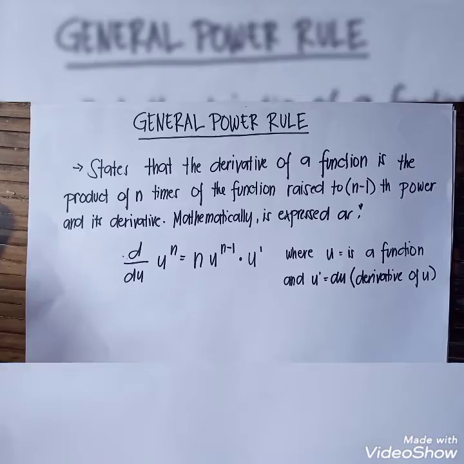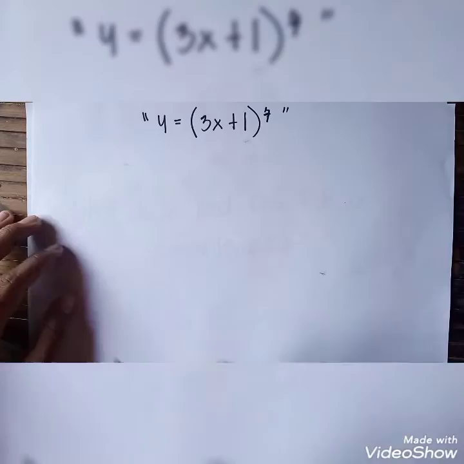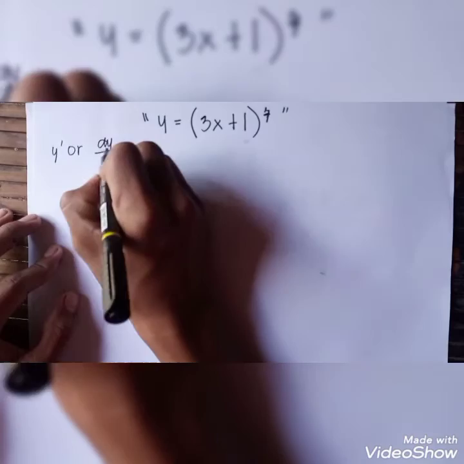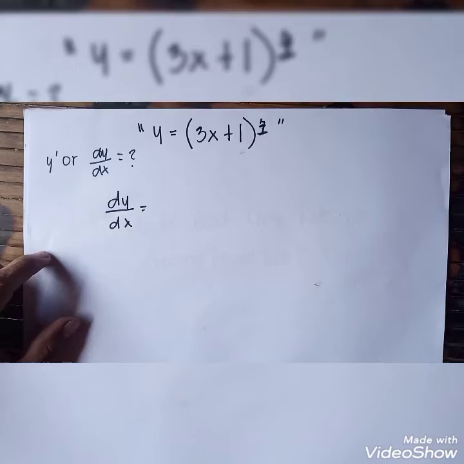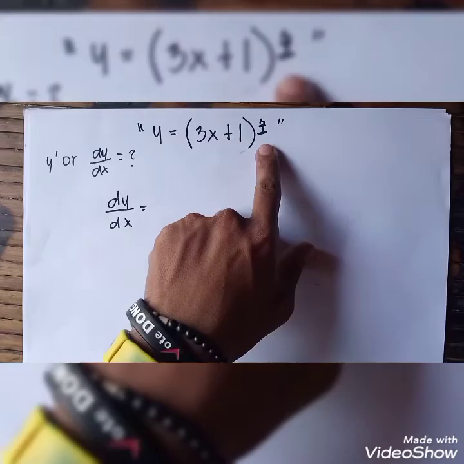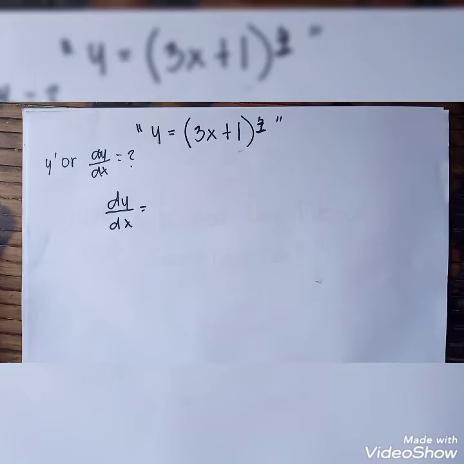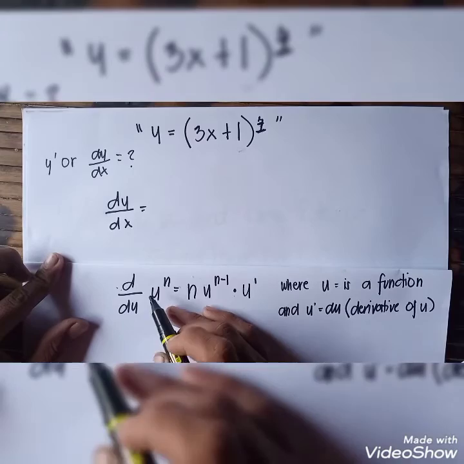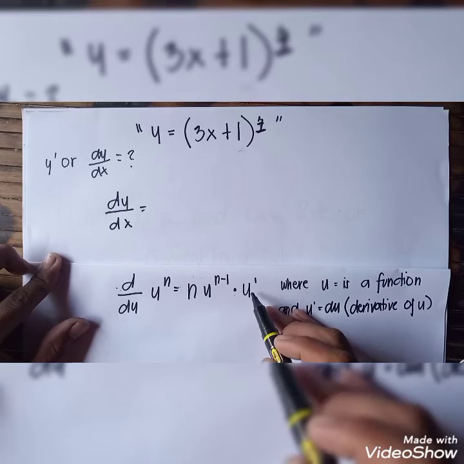Let's say we have an example, y is equal to (3x plus 1) raised to 7. Let's find the y prime, or the dy over dx of this function. The first step is we must focus on the outside function, which is outside the parentheses, where we find the 7 as the exponent. We base this on our rule: the derivative of u raised to n with respect to u is equal to n, our exponent, multiplied by u with the exponent deducted by 1, multiplied by u prime.